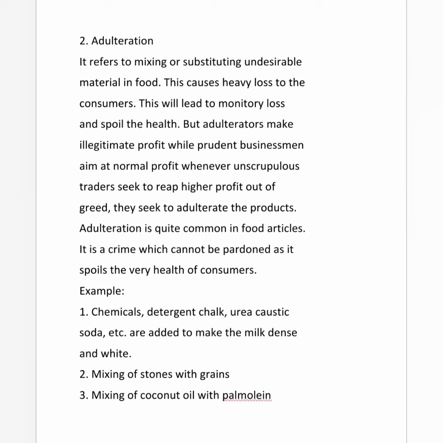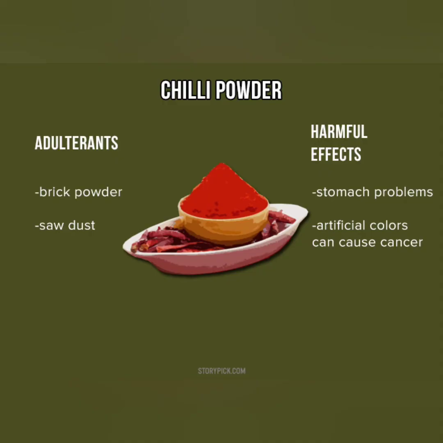Examples: chemicals, detergent, chalk, urea, caustic soda, etc. are added to make the milk dense and white. Then there is mixing of stones with grains, and mixing of coconut oil with palm oil. Here is a picture of how chilli powder is adulterated with sawdust and brick powder.